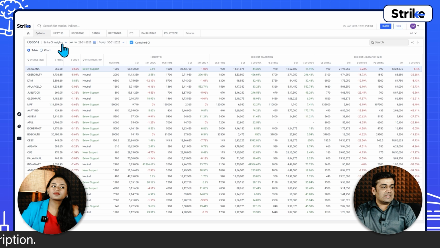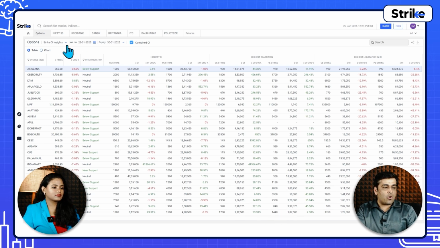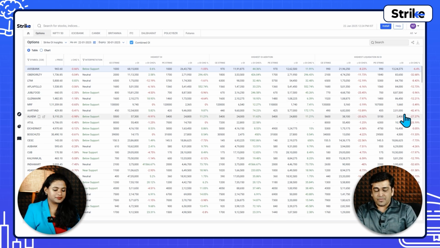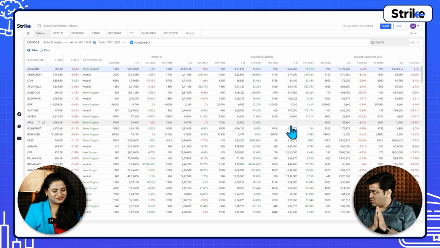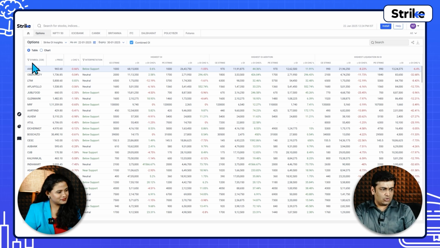So over here, this is a strike OI insights chart page. Now, lots of data, right? Yeah. Lots of data. I will break it down in a simpler way so that you and the viewers can also understand it. So over here, first, it's in tabular format. We have the symbol, the current market price, and how the price has changed. All right. Then we have this interpretation over here.